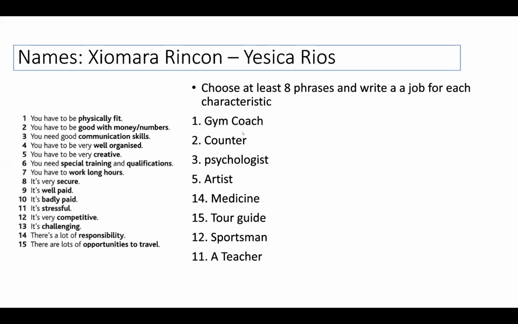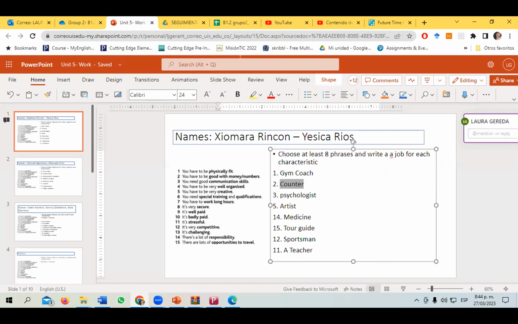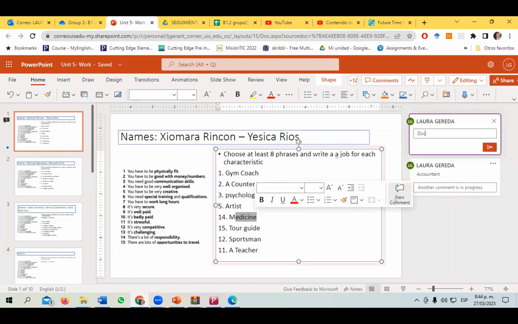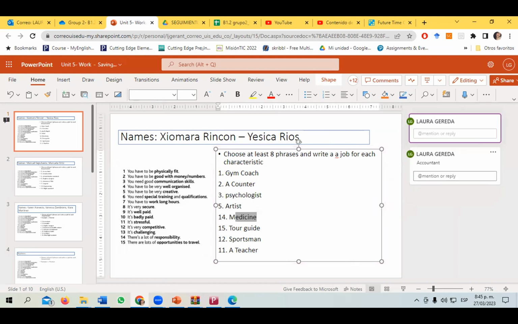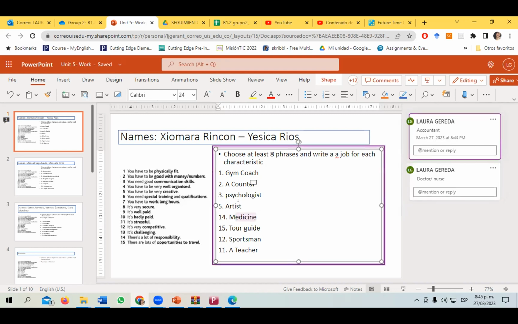So for the first group, Xiomara and Jessica, to be physically fit, a gym coach, yes. Number 2, a counter, we say accountant. Accountant, el contador. Number 3, good communication skills, psychologist, yes. Number 5, artist. Number 14, a lot of responsibility, like medicine, yes, maybe we say doctor or nurse. Tour guide, opportunities to travel, very competitive, a sportsman, yes, and stressful, a teacher, yes.